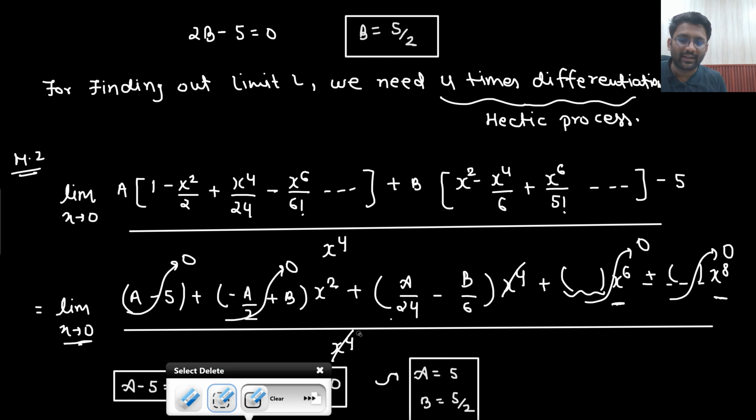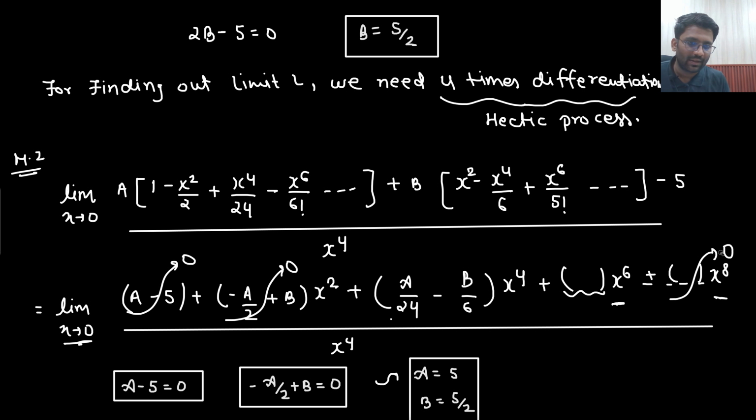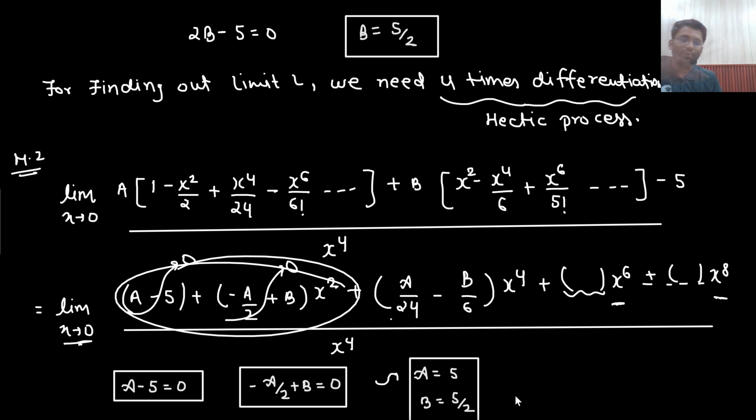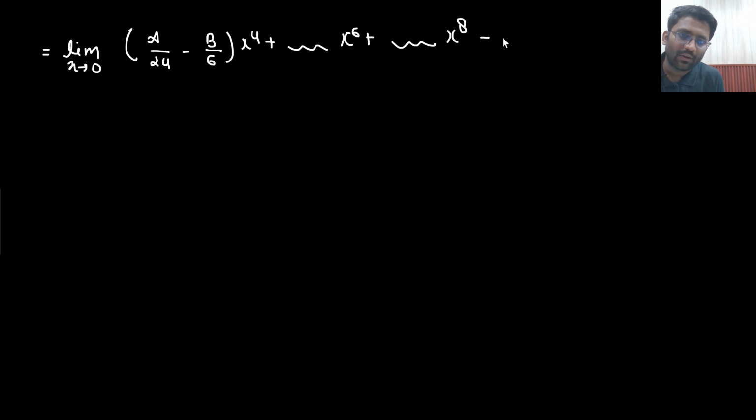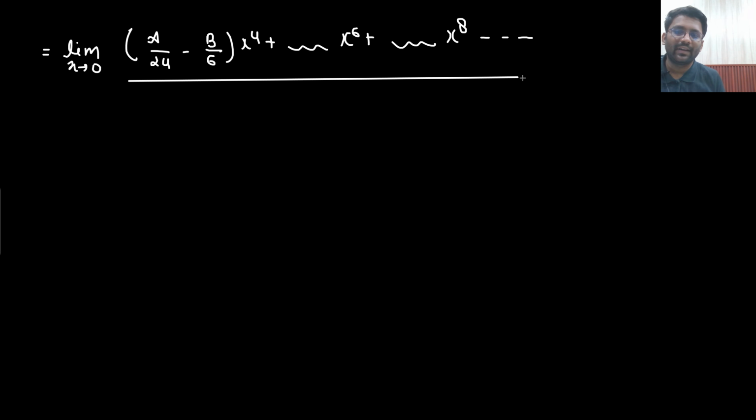If you are not able to understand here, let's not cut them. What I mean to say is that till this point it is fine that I will erase both of them. If I am erasing both of them, what am I left with? Sir, I am getting this scenario. Limit x tending to 0, a by 24 minus b by 6 times x to the power 4, then some factor x to the power 6, then some factor x to the power 8, or whatever I will get, I don't care, divided by x to the power 4. So this is the scenario as of now.